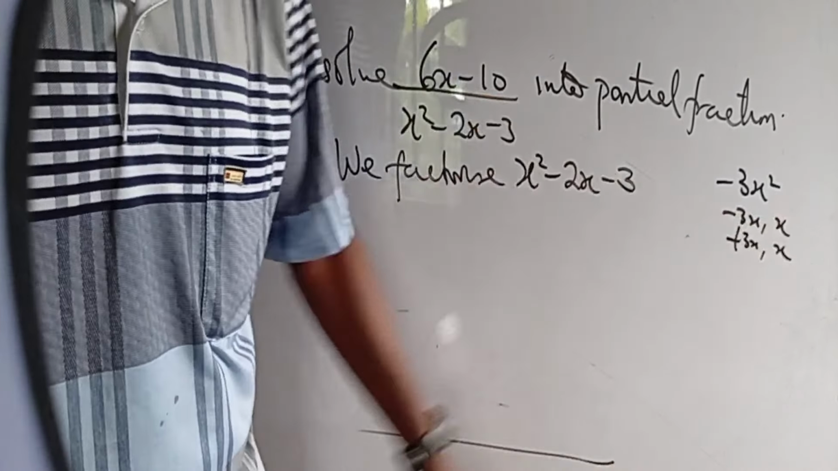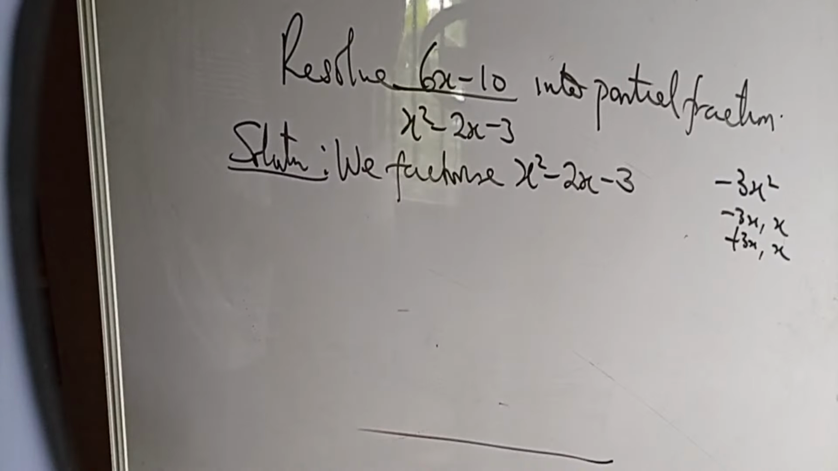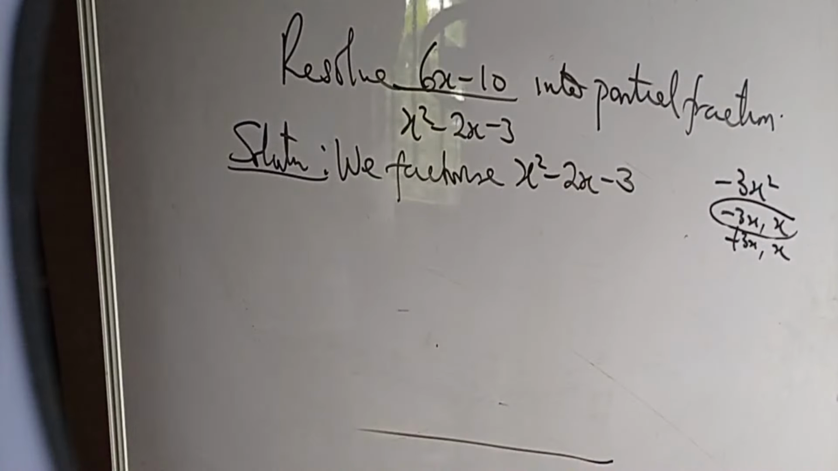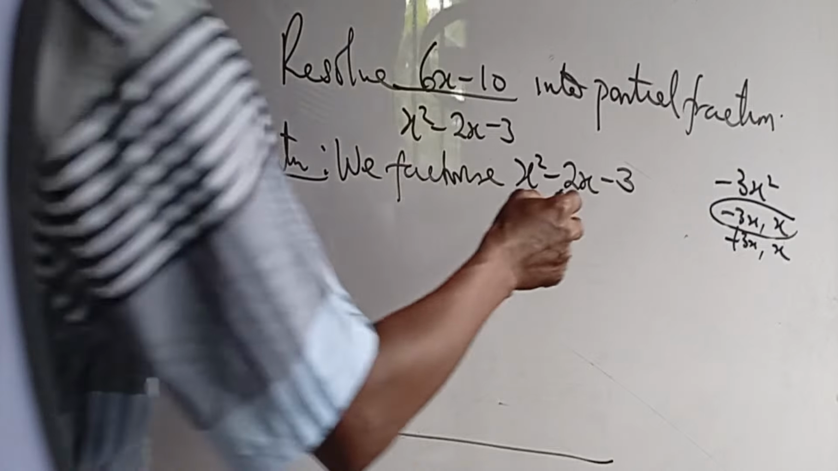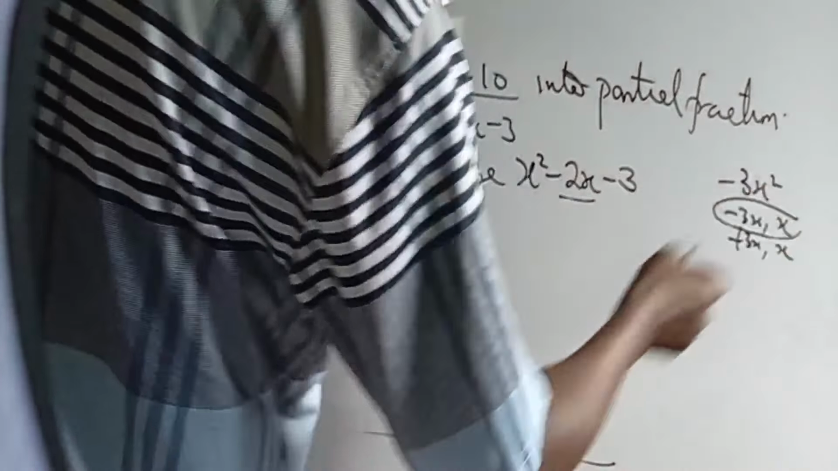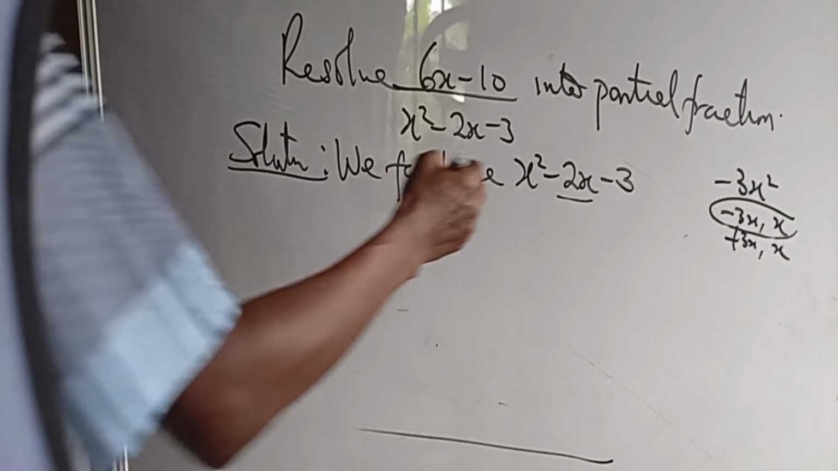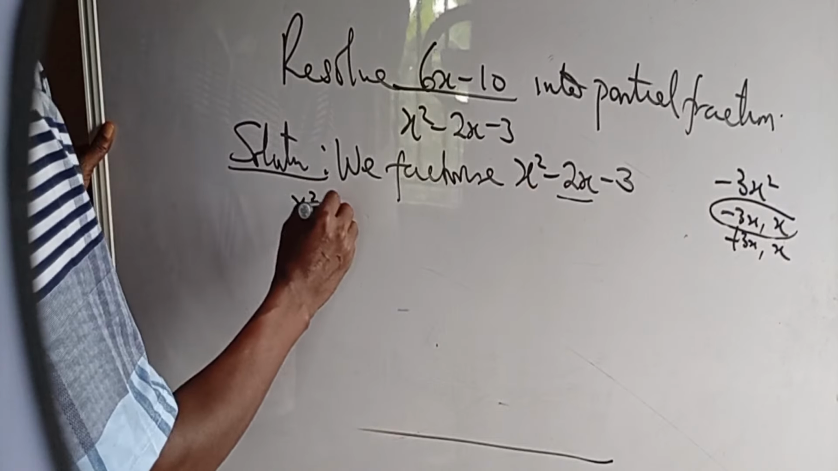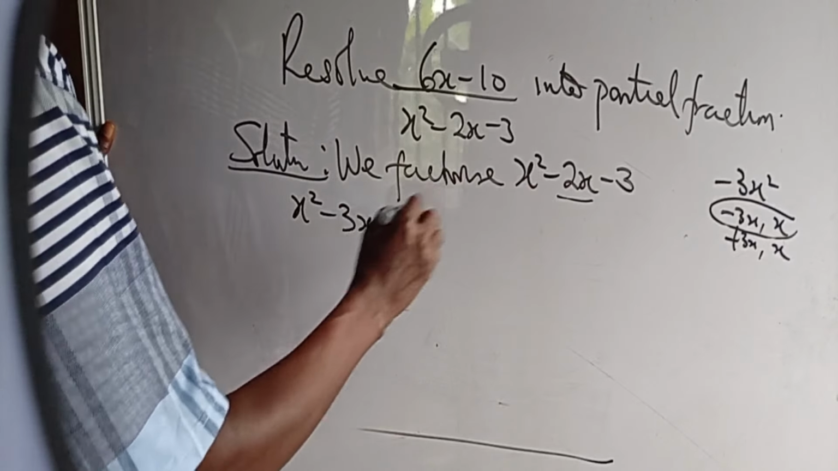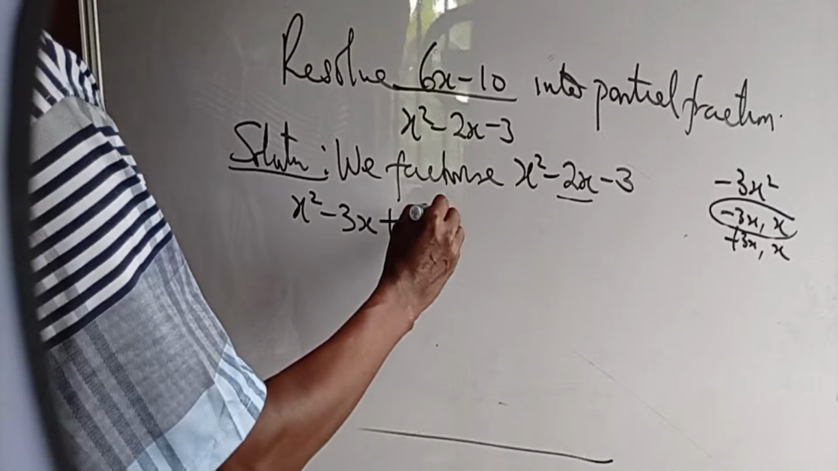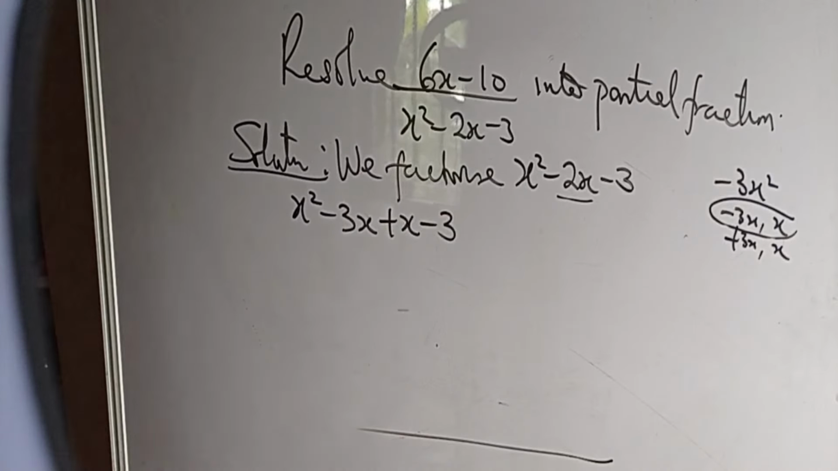But if we add them together, which of these pairs will give us minus 2x? It is the first one here. So minus 3x plus x will give us minus 2x. So in that case, we now replace this minus 2x with minus 3x plus x. So let's replace it. We have x squared minus 3x plus x, then minus 3. That is how we have changed that particular minus 2x to minus 3x plus x.